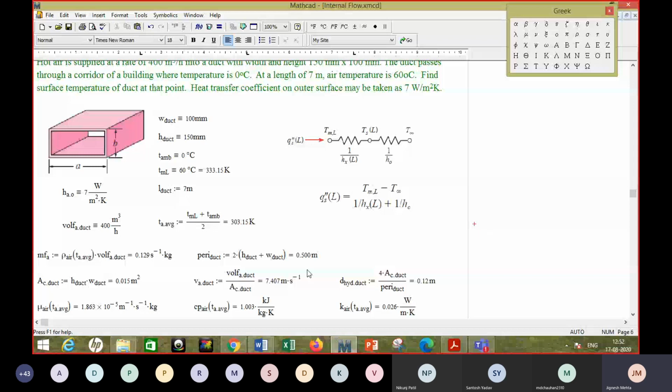The density is perhaps not clearly shown here. You can get it from the table, or I can even display it here. The density is 1.164 kg per meter cube. So Reynolds number is rho v d, where d is the hydraulic diameter, upon mu. You can use those parameters and get the Reynolds number and tell whether it is turbulent flow or laminar flow.